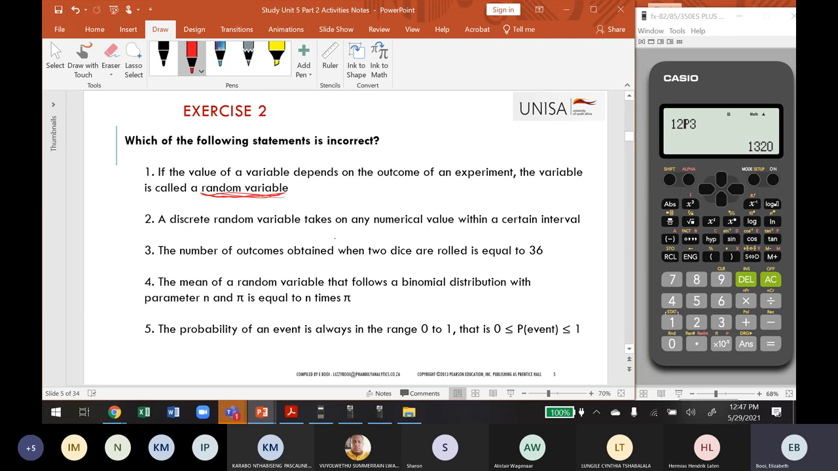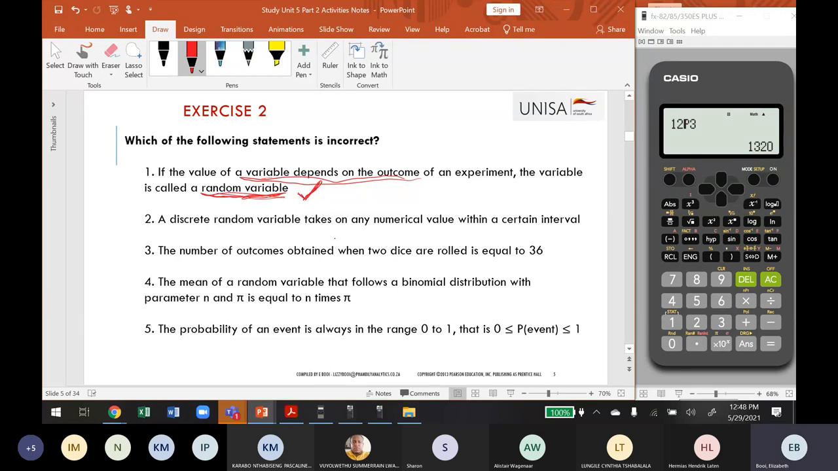And irregardless of that as well. So when you're creating an experiment, you always get random events happening, isn't it? And those random events have characteristics, and those characteristics are variables, isn't it? So number one is correct, because number one says if the value of a variable depends on an outcome of an experiment that is happening, the variable will be a random variable, and that is correct, because it will be random.